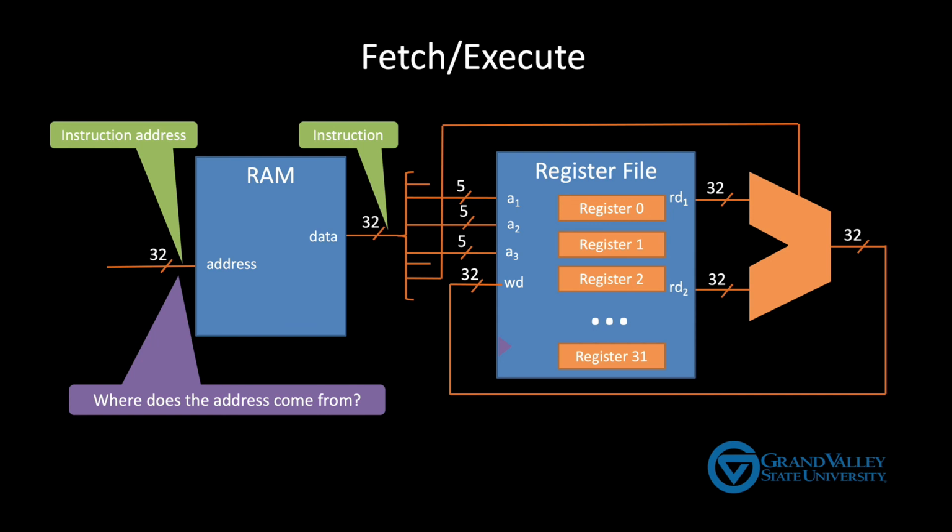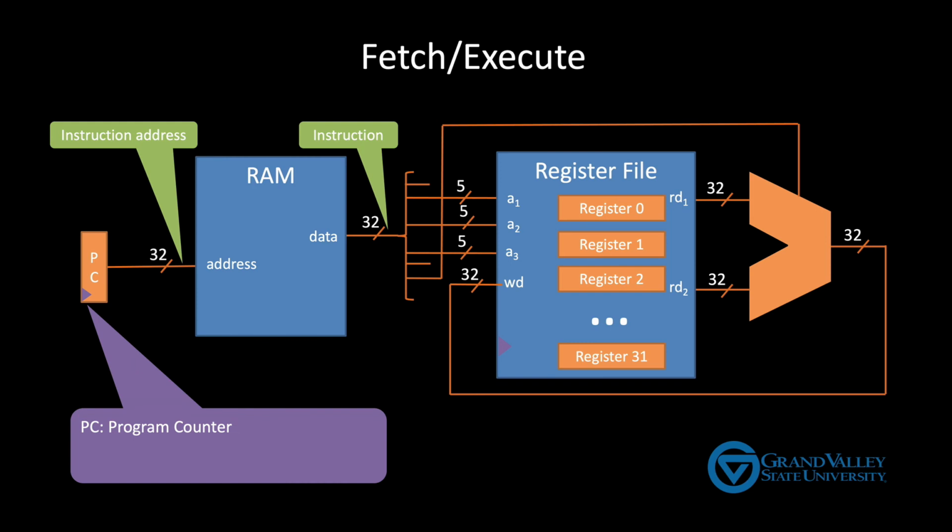The current instruction's address is stored in a special purpose register called the program counter. The sole purpose of the program counter is to keep track of which instruction the CPU should be running. The program counter is called a special purpose register because it can only be used for one thing, for one special purpose, keeping track of the current instruction.